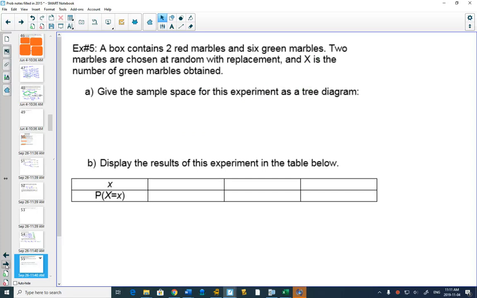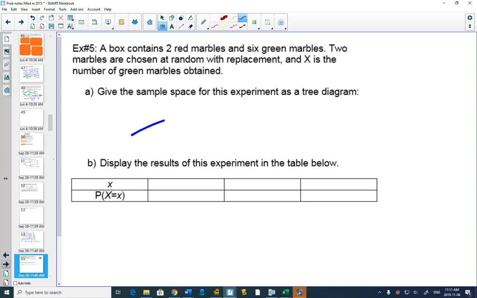A box contains 2 red marbles, 6 green marbles. 2 marbles are chosen at random with replacement. So what this means is you pull a marble out, look at its color, admire it, put it back in. They're like, ooh, I want to pull another one out. Look at its color, admire it, put it back in. We could draw a tree diagram.